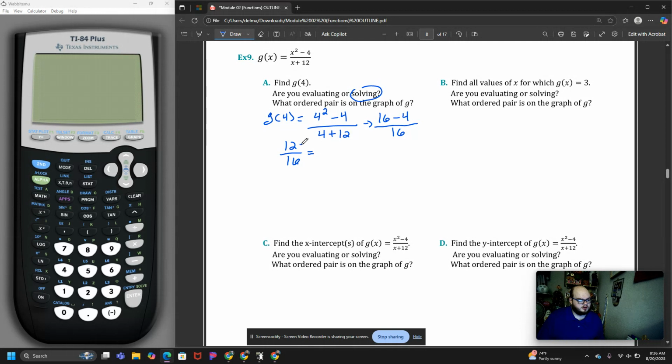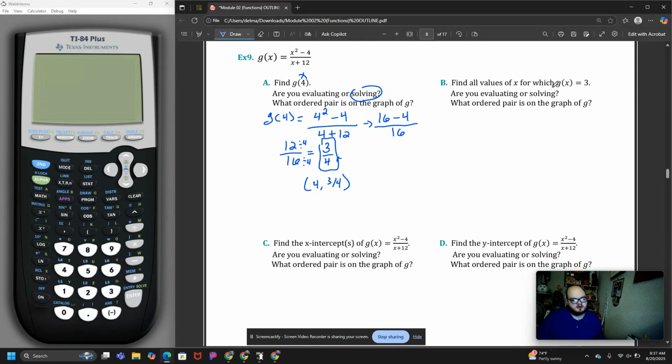What will that simplify to? What goes into 16 and 12 both? Is it 4? I think it's 4. So that makes what? 3/4. And then it says what ordered pair? Well, this was the x, and this is the y. Okay, so it's going to be 4, 3/4.